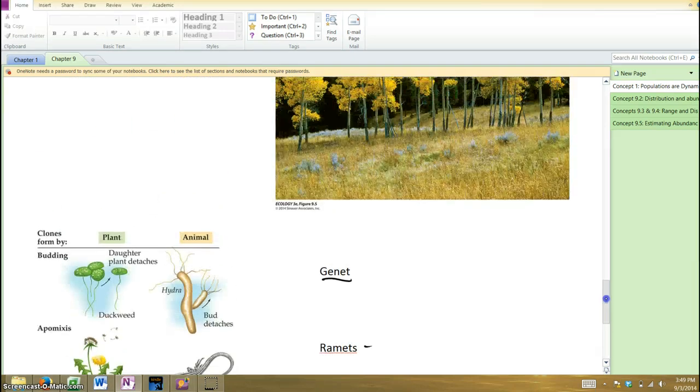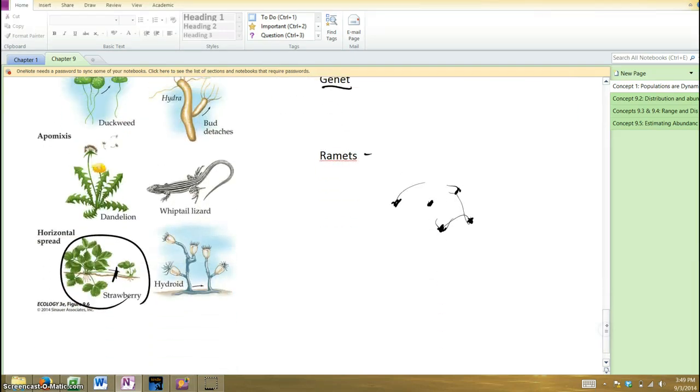You can see we're focusing on plants. There are some situations in the animal kingdom where this happens, because there are certain types of reptiles, known as whiptail lizards, that reproduce asexually and so can result in genets. Hydra as well, individuals can bud off. Corals grow in clusters that can be all the same genet. But again, once those individuals become separated from each other, we refer to them as ramets because they have separate physiology now.